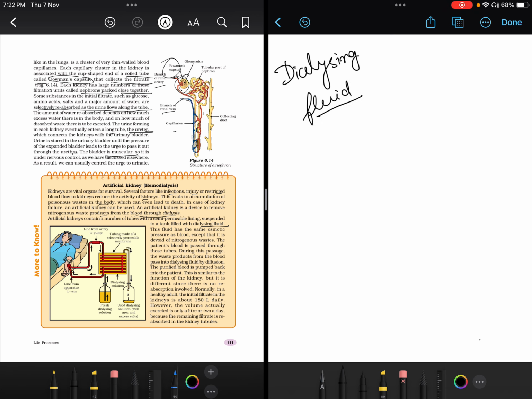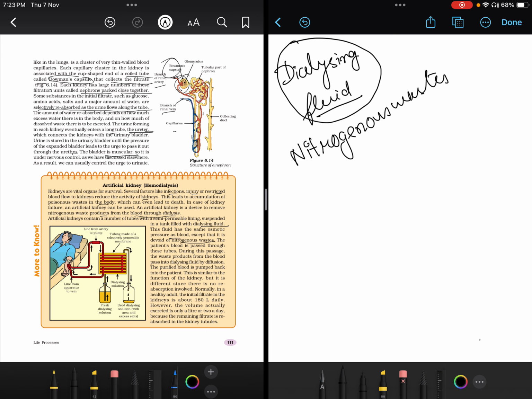Now, this fluid has the same osmotic pressure as blood except that it is devoid of nitrogenous waste. The dialysing fluid is devoid of which component? Nitrogenous waste. During this process, the waste products from the blood pass into the dialysing fluid by diffusion, and the purified blood is pumped back into the patient. This is similar to the function of the kidney, but it is different since there is no reabsorption involved.